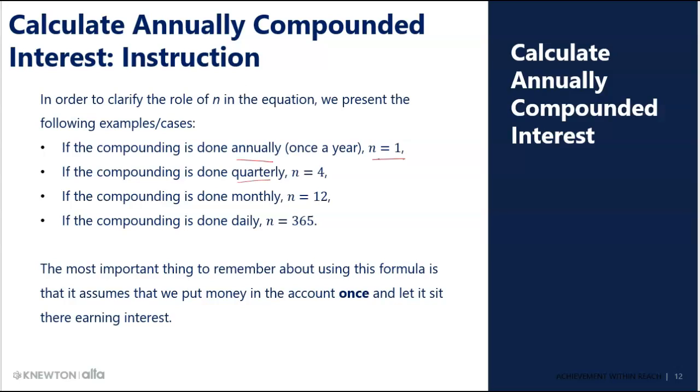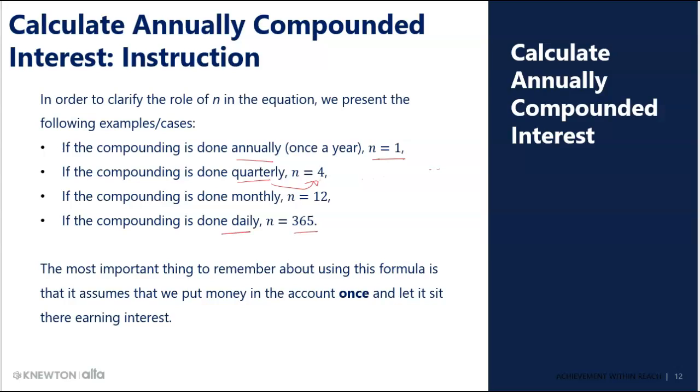You have to read the word and translate it into what it means. Quarterly: there are 4 quarters in 1 year, just like there are 4 quarters in $1 with coins. N is 4. If the compounding's monthly, N is 12, because there are 12 months in a year. If the compounding's daily, N is 365, because nominally there are 365 days in a year. We don't worry about leap years. So if you see the word daily, you can use 365 for N.